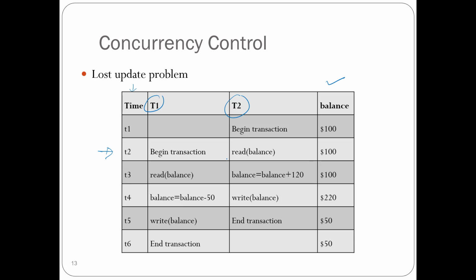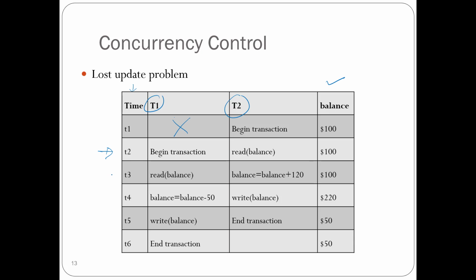Both these transactions are happening in parallel, concurrent. At T1, luckily, the transaction did not start. Only T2 started, begin transaction. At T2, T1 also started. So transaction T1 is at time T2 saying begin transaction, whereas transaction T2 is reading the balance.